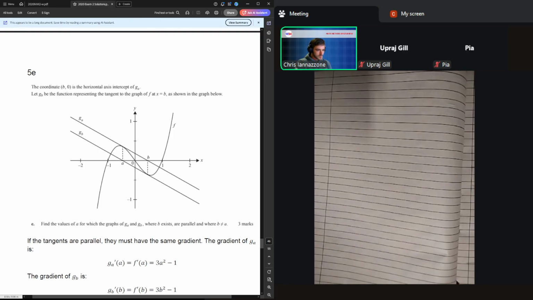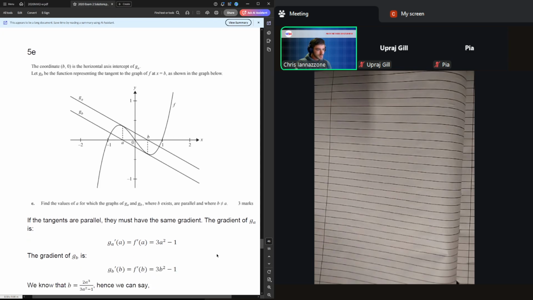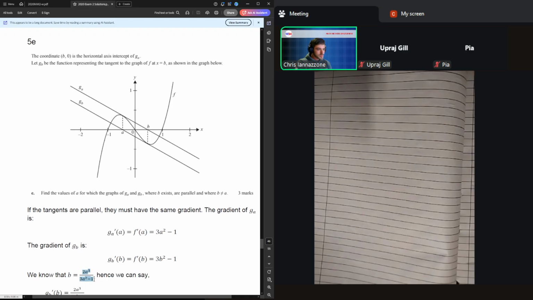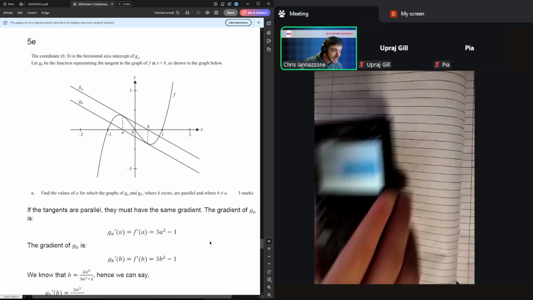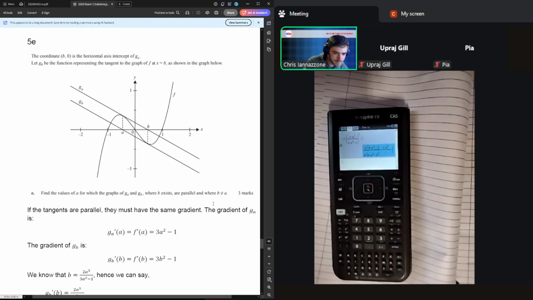So from where we were talking about, we had our two equations. One of the things you can use is that we've actually got b in terms of a from before. We know that b is equal to 2a cubed over 3a squared minus 1. So you've got this b here, and you could probably just replace it with that, and now you can probably equate it from there.